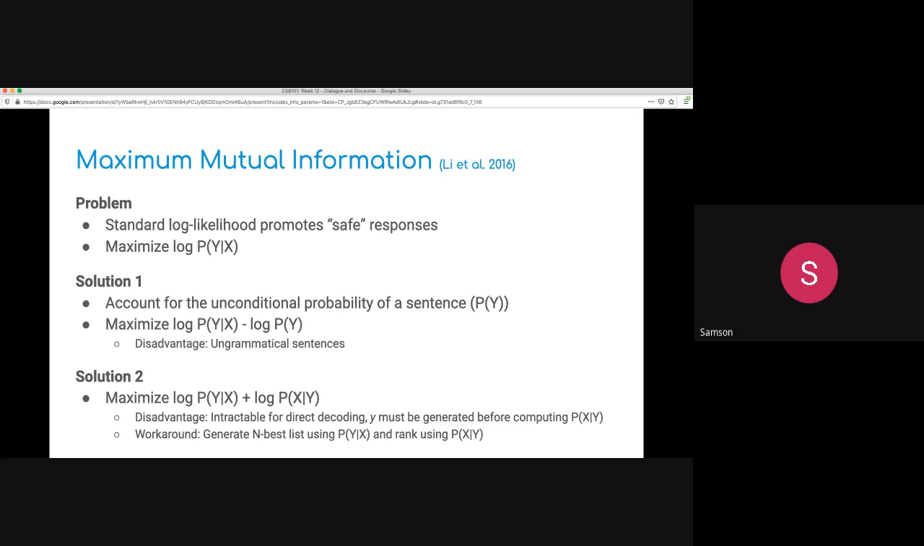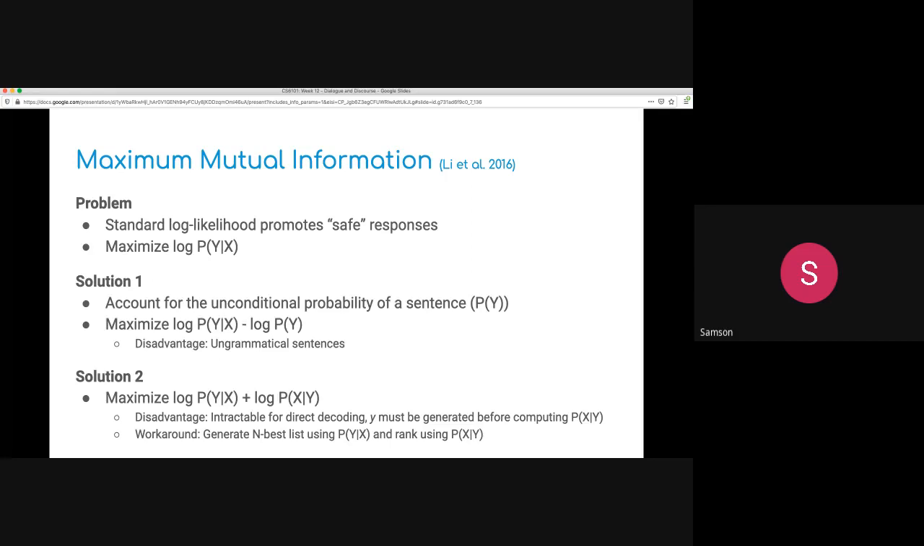So this paper proposes something called maximum mutual information, which is basically a fancy way of saying we want to account for the overall probability of Y in the first place. They do it in two ways. They directly subtract the unconditional probability of the output from the conditional probability, or they maximize also the probability of the input given the output, the other way around, and then add it to the standard loss.